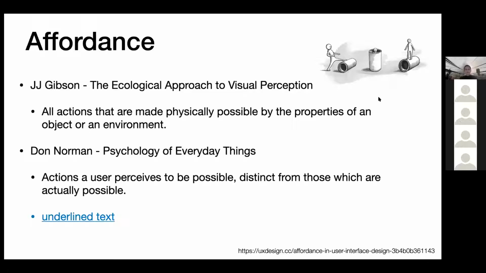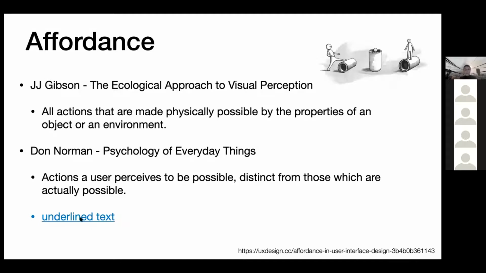Now, Don Norman, in the book that we just saw a screenshot of, The Psychology of Everyday Things, came up with the idea of perceived affordance, which is essentially the actions that a user perceives to be possible. It's a subtle difference, and it's different from actions which are actually possible. In Gibson's approach, these actions are all possible to do with this concrete pipe. In Norman's approach, which essentially applies to digital entities, these actions are perceived to be possible.